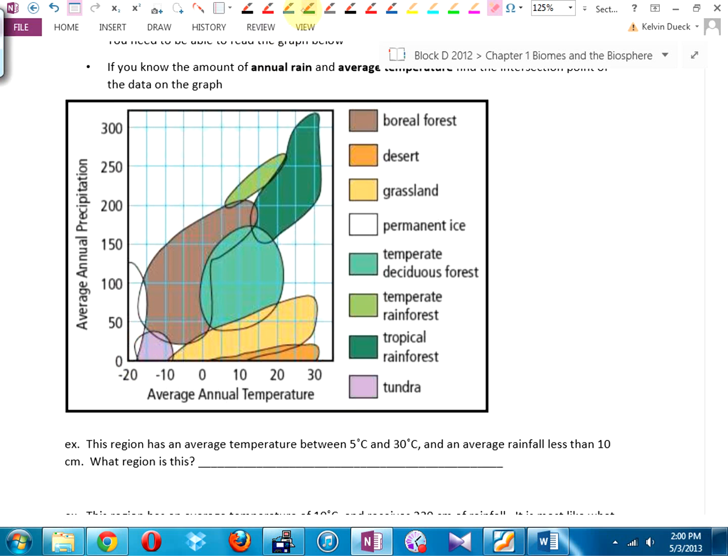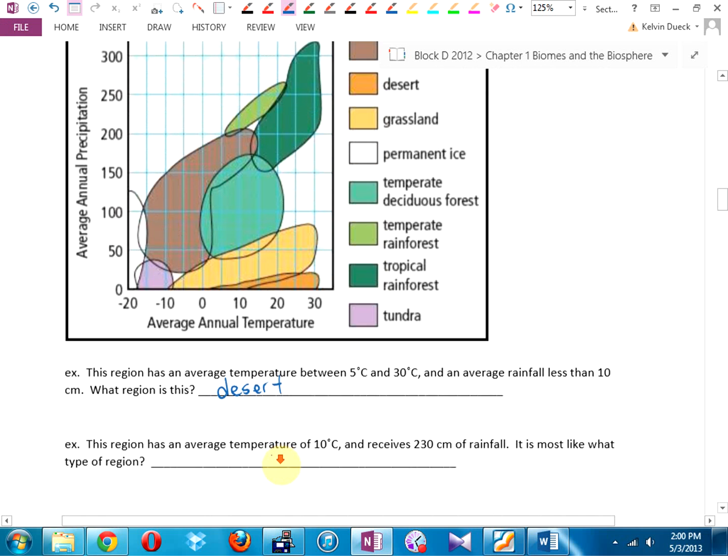Now, there are all sorts of different types of deserts. You can break biomes up into subtypes. We're not going to be getting there yet. Desert. You see how we figured that out? On your test and on the provincial, they're going to give you some kind of this graph to translate and guess. Hey, this region has an average temperature of 10 degrees Celsius and receives 230 centimeters of rainfall. It's most likely what type of region?